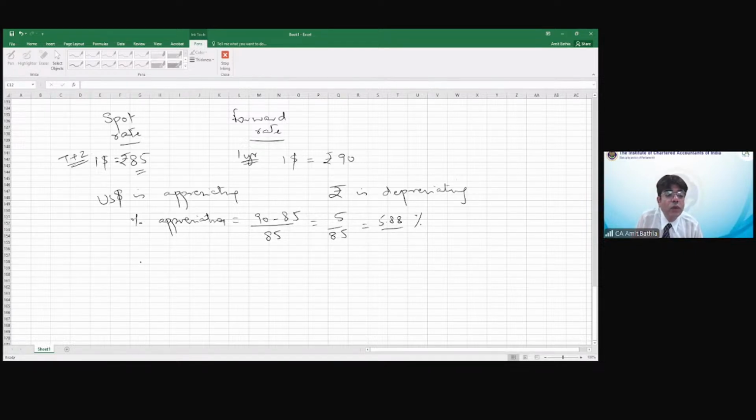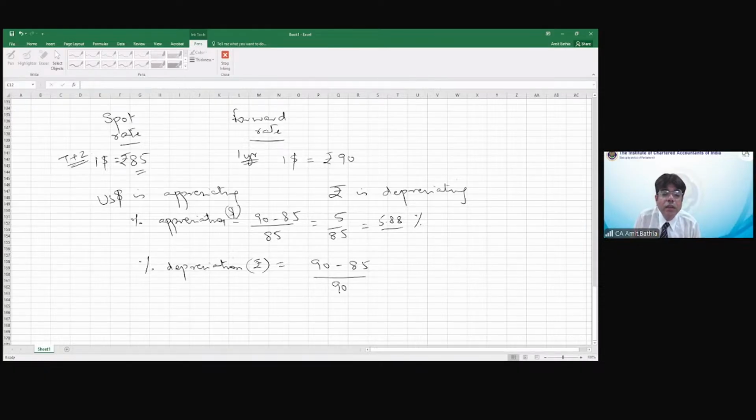Now I want to calculate the percentage depreciation, because appreciation pertained to the dollar currency. Depreciation is for the rupee. How do I calculate that? Again, the numerator has to remain the same, 90 minus 85. I already know this is depreciation, so I don't need to write 85 minus 90, because automatically it is negative. So 5 in the numerator remains common. What about the denominator? It will be 90.